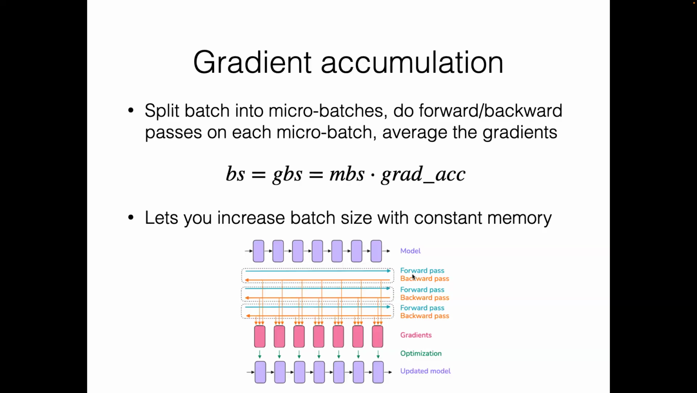So here again, if you just have one GPU, then you're not doing this in parallel. And so this obviously can slow things down because you now have to do multiple forward and backward passes. But since the micro batch size is a lot smaller, you'll consume a lot less memory.